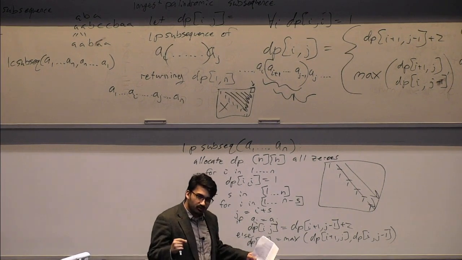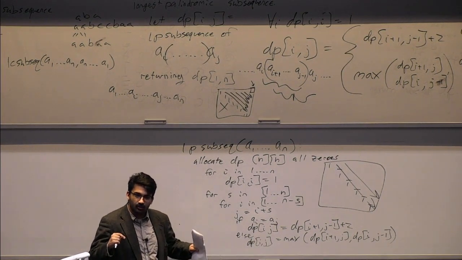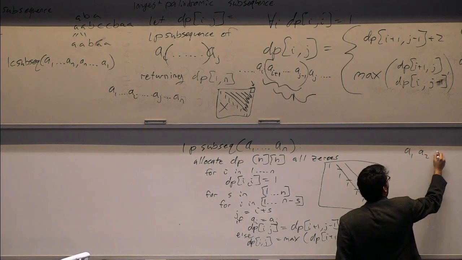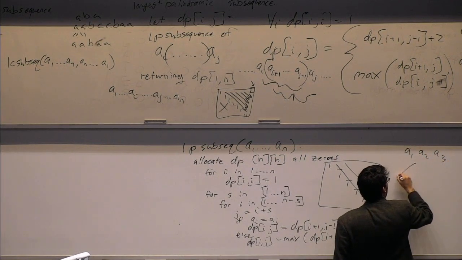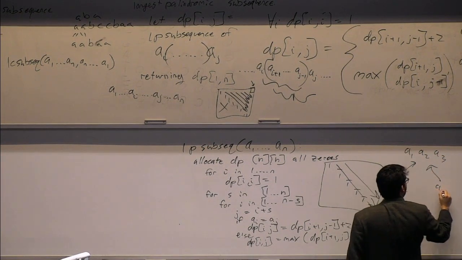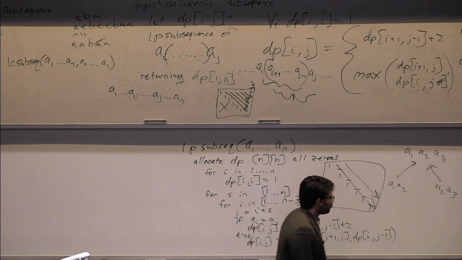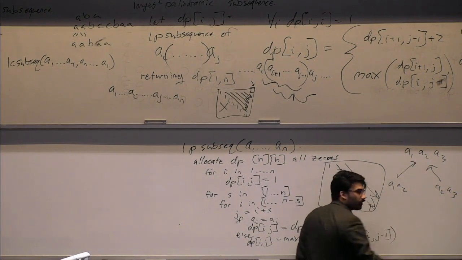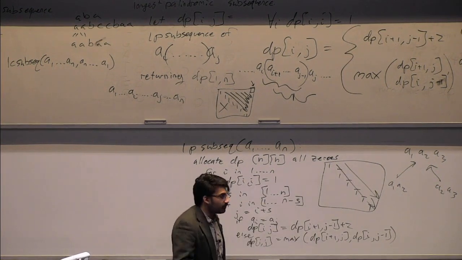And then the solution for a1, a2, a3 is dependent upon the solutions for a1, a2, and a2, a3, right? This is going to be DP of 1, 2, and that's going to be DP of 2, 3, and that's going to be DP of 1, 3. So that's sort of the way the table fills up.